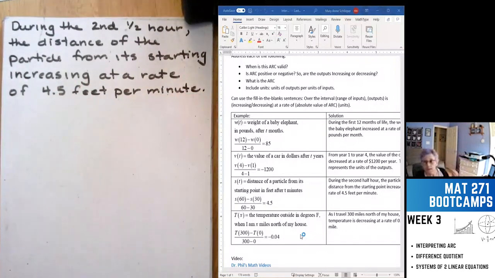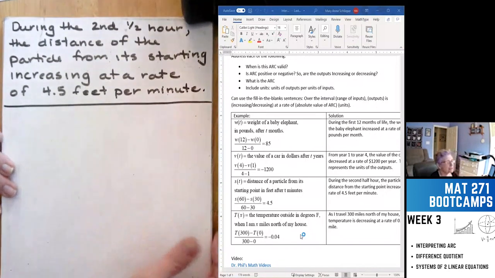Now, if this were an instantaneous rate of change, like you're going to be learning about as derivatives, then this instantaneous rate of change could be referred to as velocity, because it would be 4.5 feet per minute as a velocity. But this is just an average rate of change.